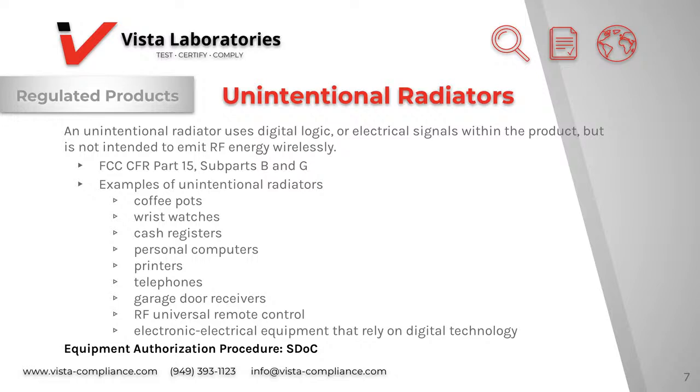Examples of unintentional radiators include coffee pots, wristwatches, cash registers, personal computers, printers, telephones, garage door receivers, wireless temperature probe receivers, RF universal remote controls, and thousands of other types of common electrical equipment that rely on digital technology. This also includes many traditional products that were once classified as incidental radiators, like motors and basic electrical power tools that now use digital logic.